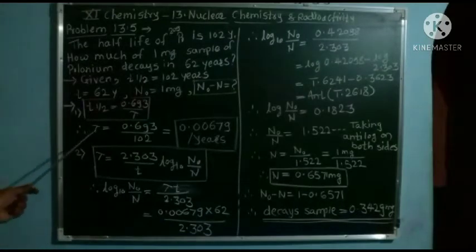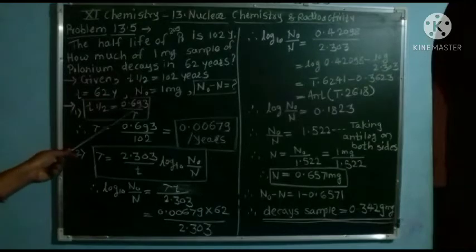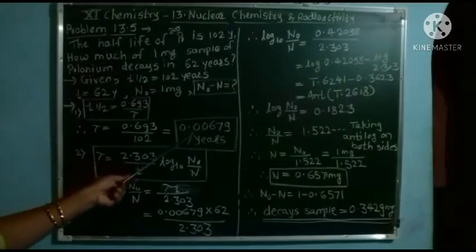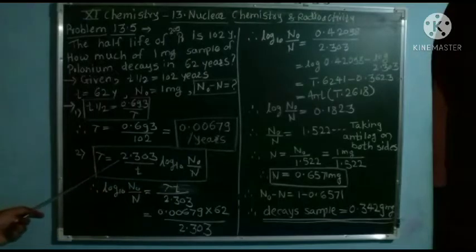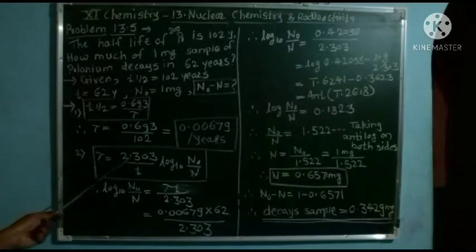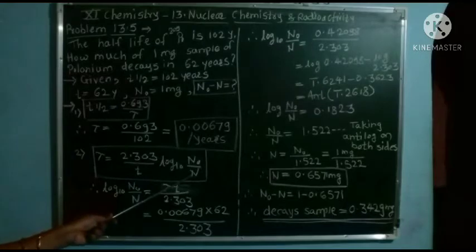It can be solved by lambda is equal to 0.693 upon T half. So the value of that is 0.00679 per year. Now we have to calculate n0 minus n. Initial concentration 1 milligram is given, but the value of n, that is the number of nuclei remaining, is not given. Therefore, first we will find the value of n by the formula lambda is equal to 2.303 upon T log to the base 10 n0 upon n.